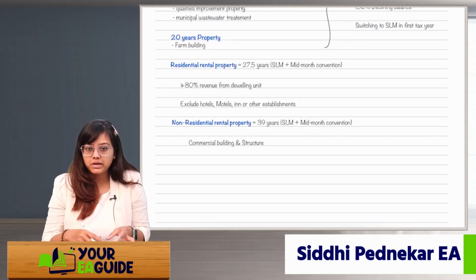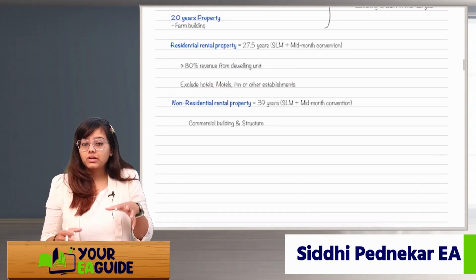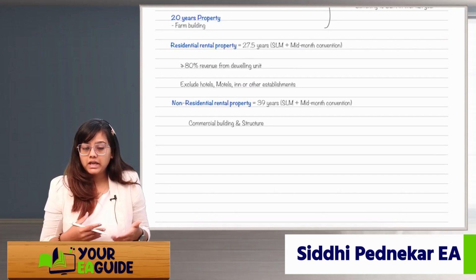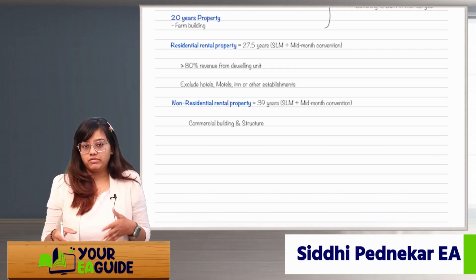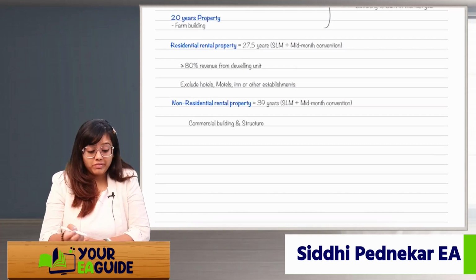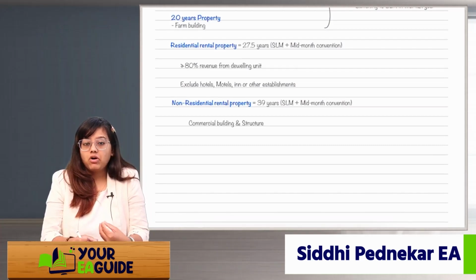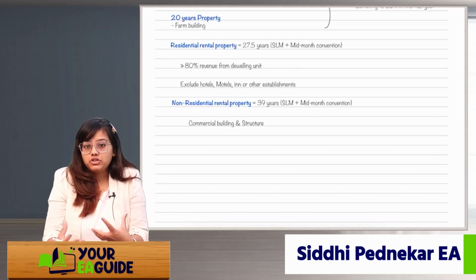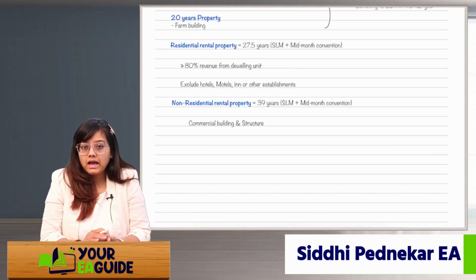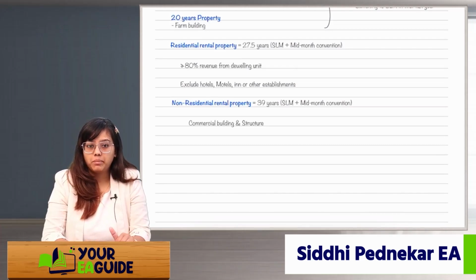We'll see what this mid-month, half-year is just after this topic, under conventions. So if it's a non-residential rental property, 39 years will be considered and we will take SLM plus mid-month convention. Residential rental, 27.5 years, SLM plus mid-month convention. Now, what do you mean by residential? If more than 80% of revenue is from dwelling units, like hotels, motels, right, or any establishments used for residential purposes, and more than 80% is from those dwelling units, that is your residential rental property.